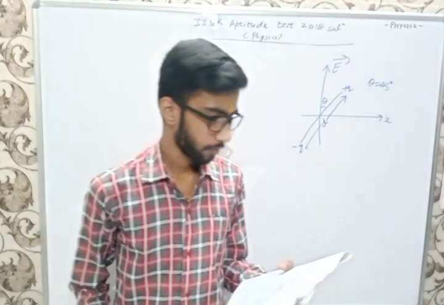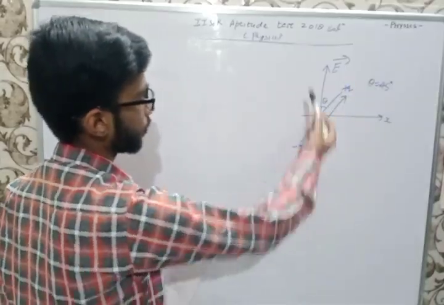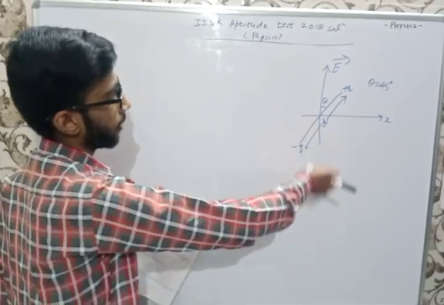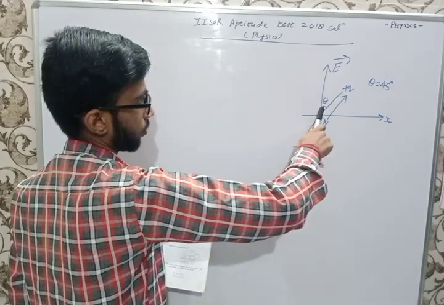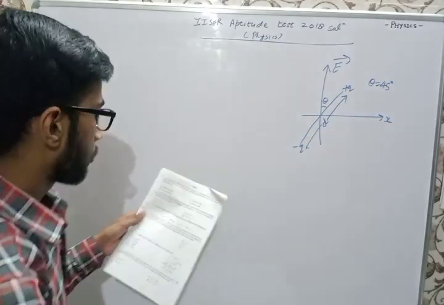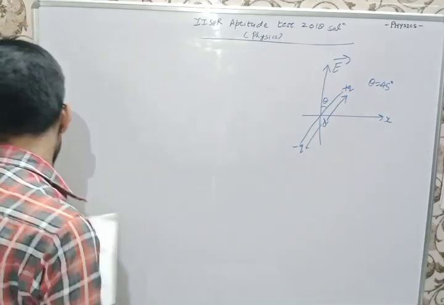Now next problem. You have a system like this. The electric field is directed upward and it makes an angle of 45 degrees from the axis of the dipole. You have to find the torque acting on the dipole.